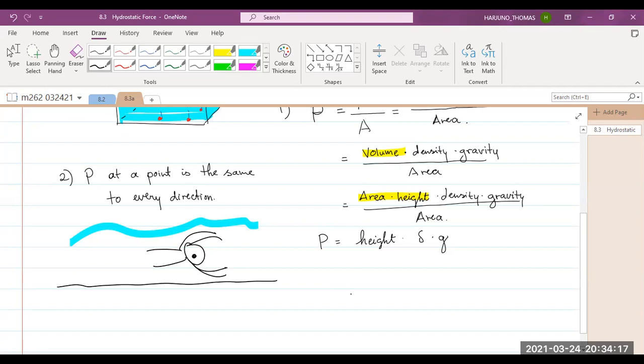Okay, now let's say this is my head, and this is my ear. The pressure experienced by my ear will be the same whether I stand up like this, as long as the depth is the same, or if I am in a swimming position instead of a standing position, the pressure will be the same as long as the depth from the surface of the water is the same. Now, you know this is true.